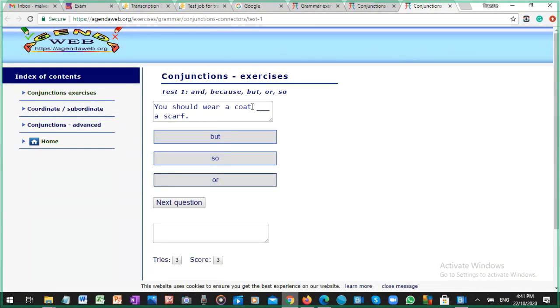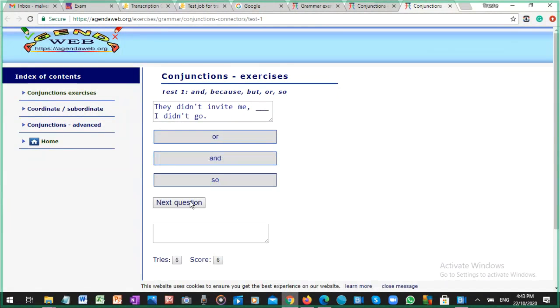You should wear a coat dash scarf. You should wear a coat or scarf. All right, well done, that's correct. Next one. He played very well, dash didn't win. We played very well, but didn't win. Well done. Next one. She is in bed, dash she has a cold. She is in bed, because she has a cold. Well done. That's correct.